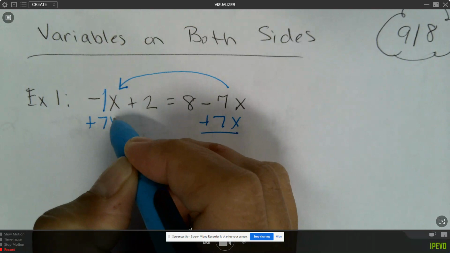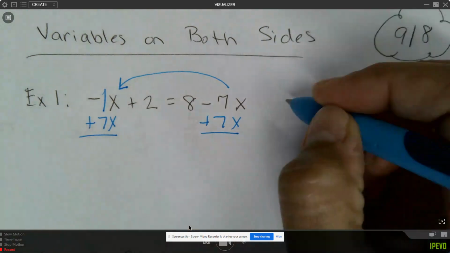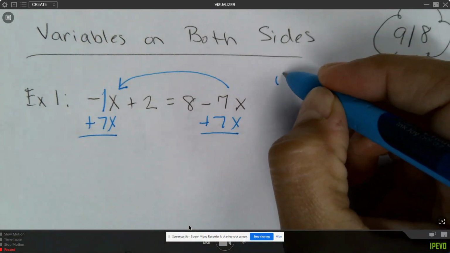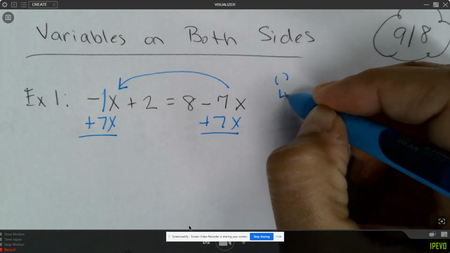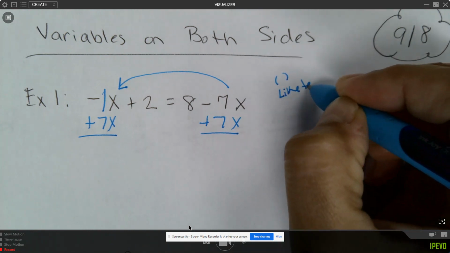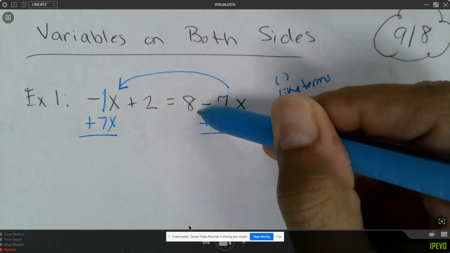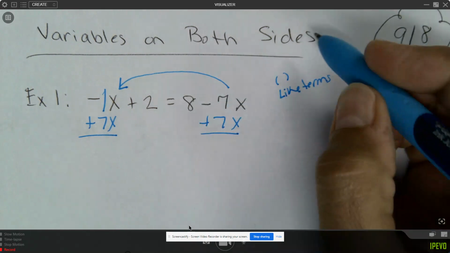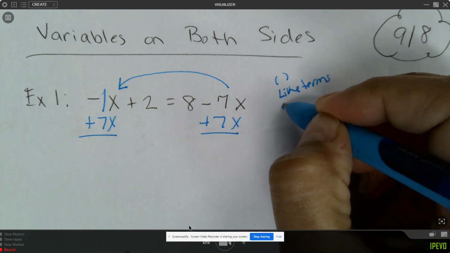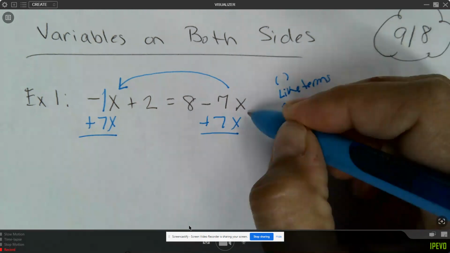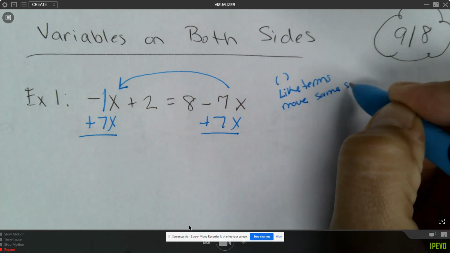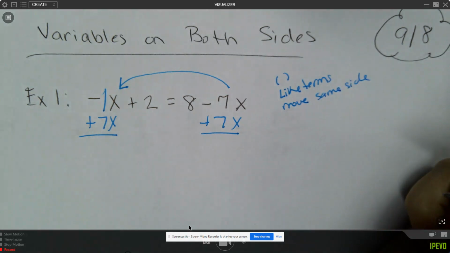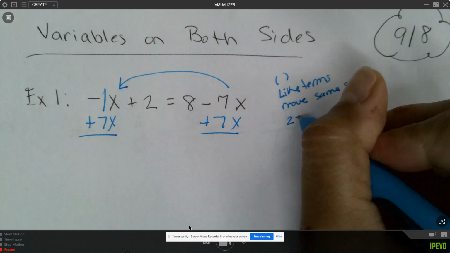Now, I will tell you before you start an equation, you do want to look for parentheses first and be like, okay, I don't have any. Then you want to look for like terms on each side individually. Okay. So there were no like terms individually on each side. So then you're going to look for the like terms or the variable, move the variable to the same side. And again, to me, that's the left side. Move the variable to the same side. And then you will just solve a two-step.